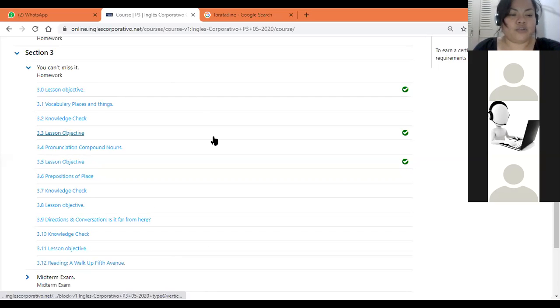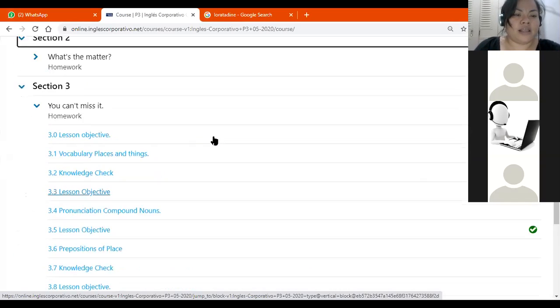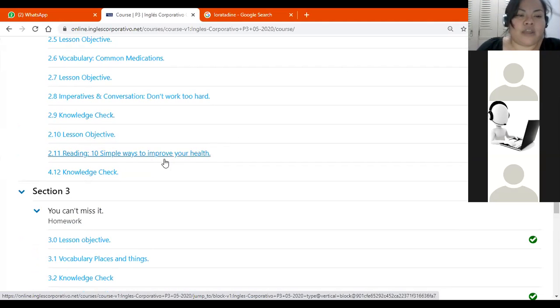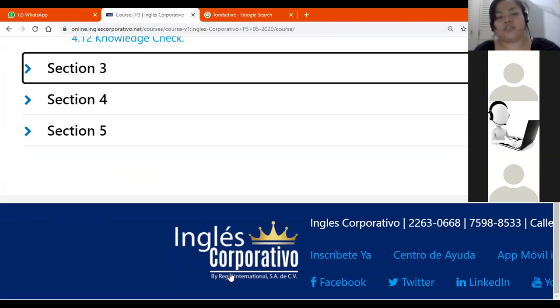Remember on the platform, you need to work through the platform and make sure that you finish all these activities, right? You have a knowledge check to finish. You have a reading that says 10 simple ways to improve your health. So you have two more activities. And then we have section three, that's what we're gonna do today, okay?